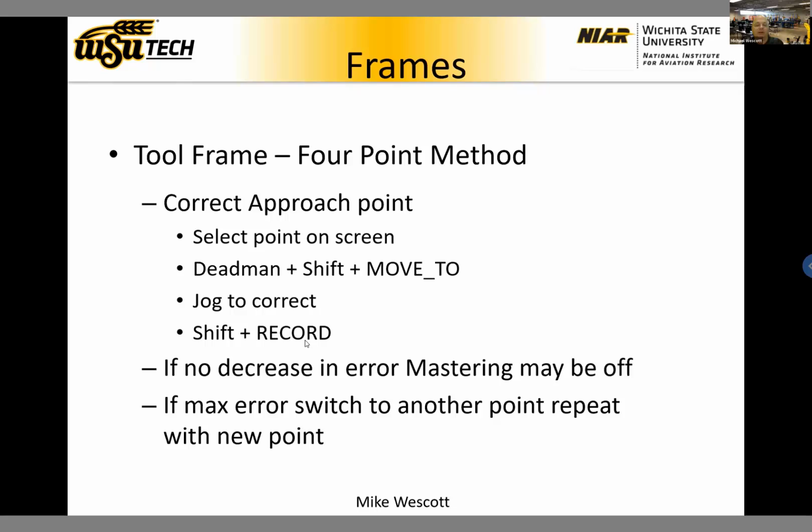You might try a couple times to make sure that you're not seeing it decrease. If you see quite a bit of offset error, and once you've done it a few times, then you may want to go back and remaster your robot. If the max error switches to another point, then that other point may need to be recalibrated too. So you may want to check it.